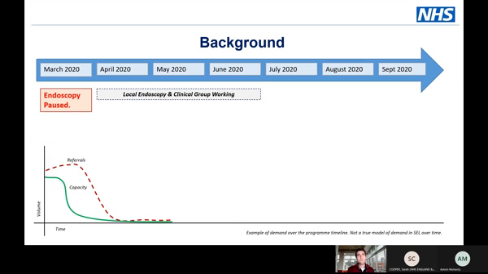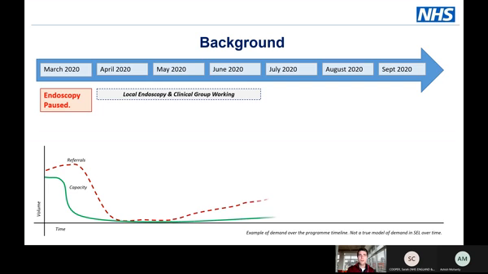And then throughout the April, May and June period, there's a lot of local working, a lot of clinical group working, be that at a Southeast London level, but predominantly within units, within trusts, and collegiate working across the system as well.